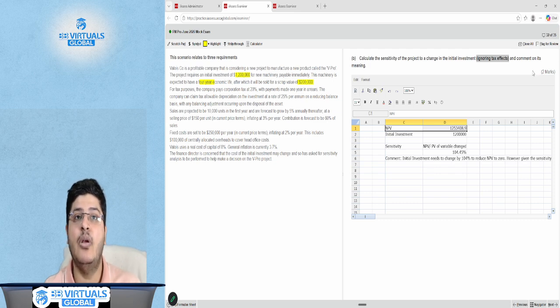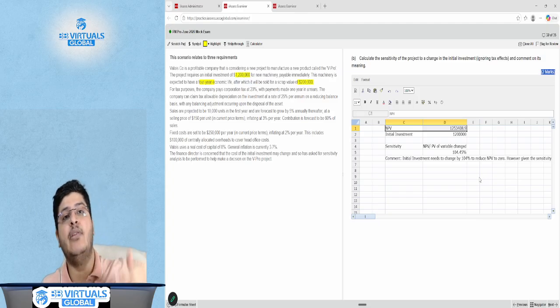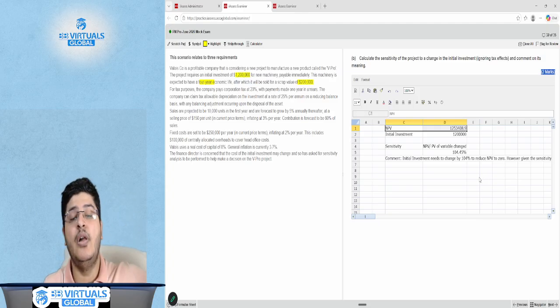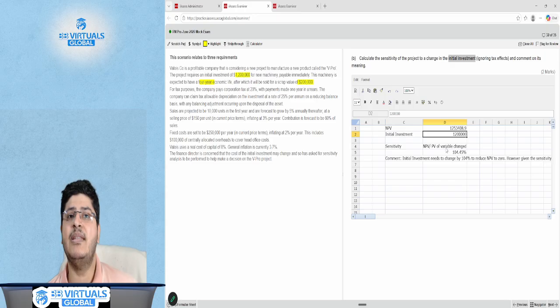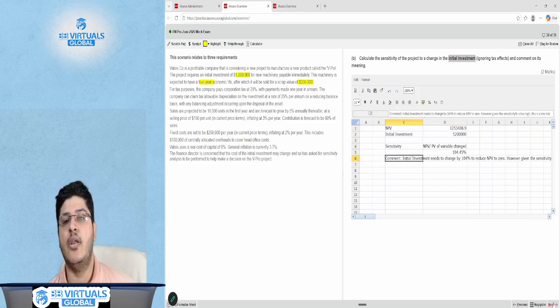See, also when a confusion like this arises, just see the marks. It is 2 marks. They will never expect you to calculate NPV again without taxes. They will simply say initial investment you need to consider versus NPV. The calculation has to be as simple as this, and this is 1 mark for this, okay? And then the second mark is for the comment, okay?